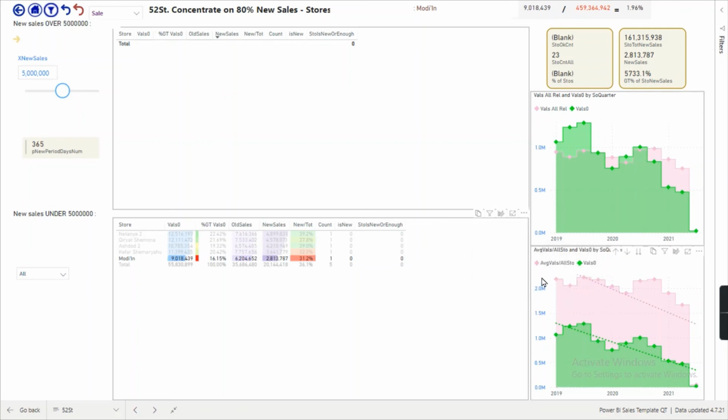Here in the second graph, it's easier to understand. We have the real average of the average store. An average store is selling 2 million per quarter, and the store is selling 1 million per quarter. It's below half of the average, and it's going down, of course.